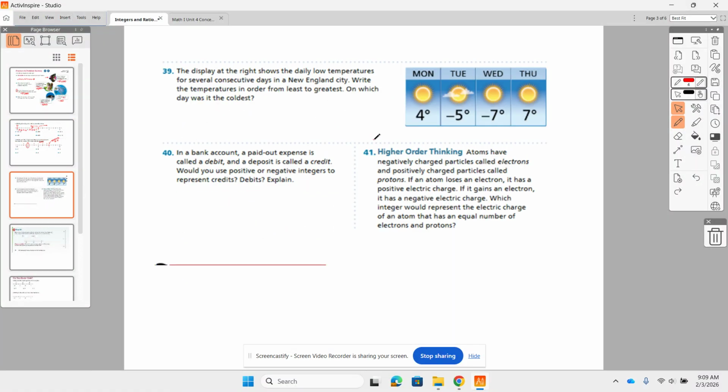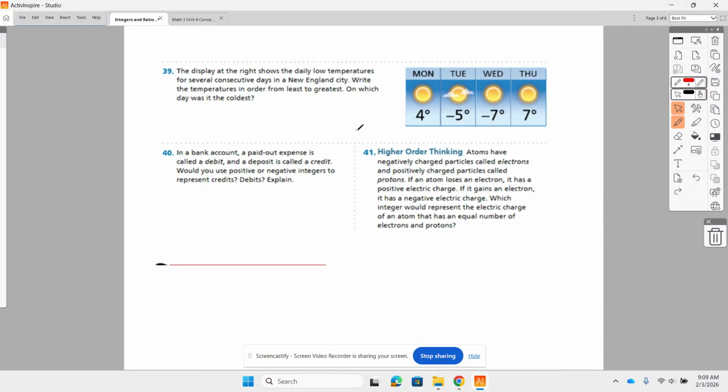This has a couple of key things that we ask you to be able to tackle with keywords. Thermometers and temperatures tend to be something that they ask sixth graders to do a lot. On this one it says, the display at the right shows daily low temperatures for several consecutive days in a New England city. Write the temperatures in order from least to greatest. On which day was it the coldest?